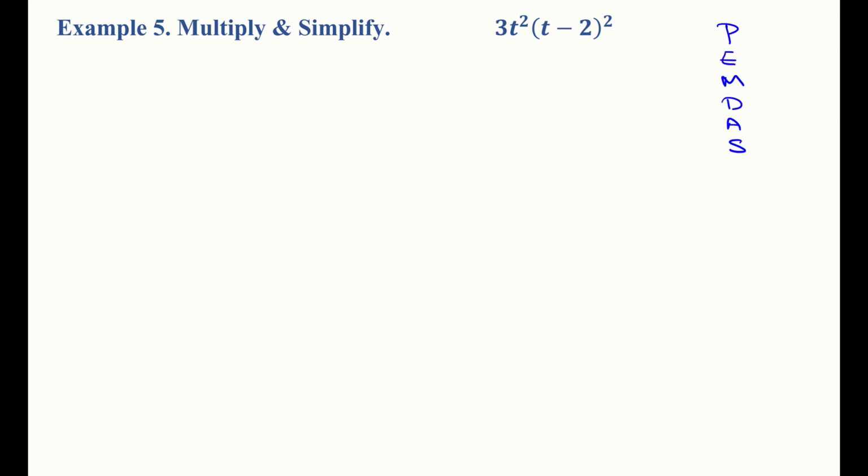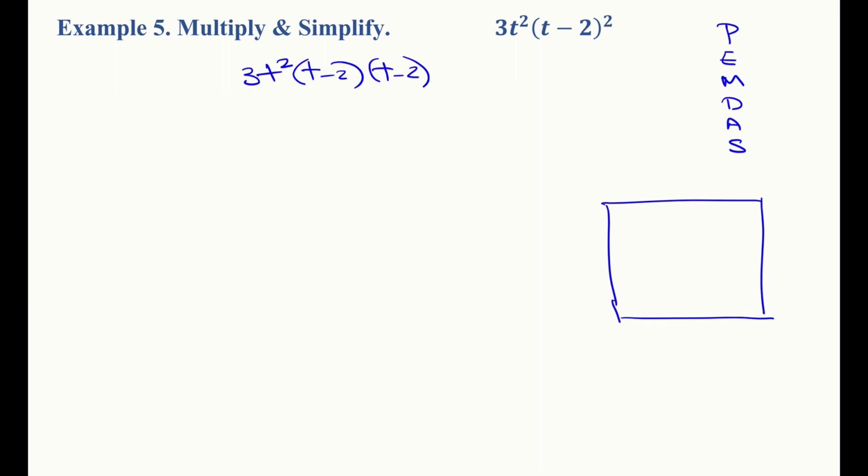So the 3t squared. Here's what we're going to do. We're going to write 3t squared, and here we're just going to write t minus 2 times t minus 2. Now, we know how to handle t minus 2 times t minus 2 very quickly. So we have t minus 2 and then t minus 2. So we just make a table and go ahead and multiply it out.